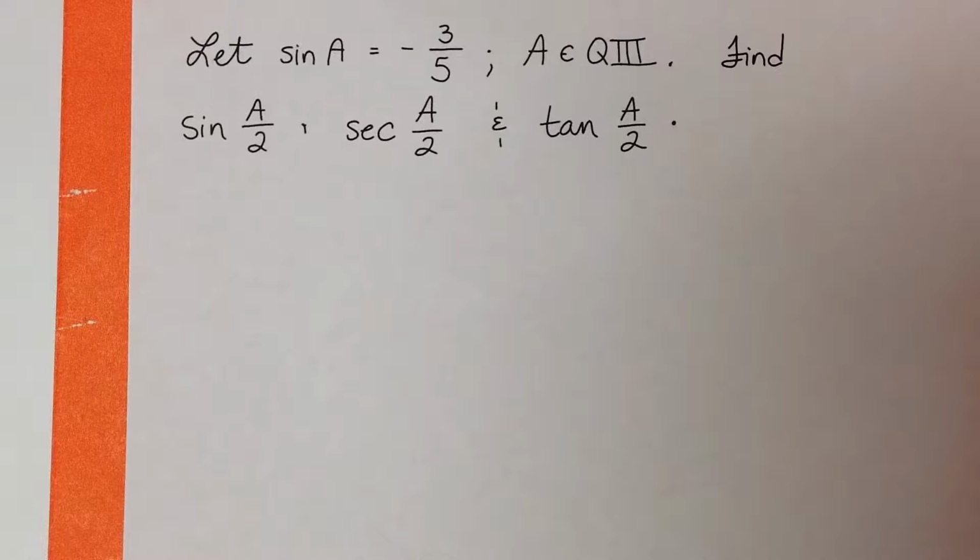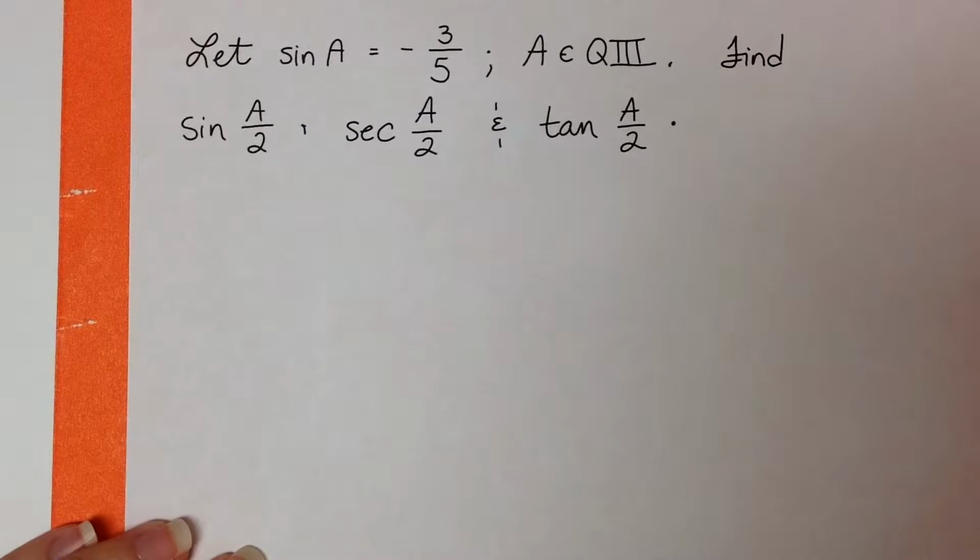Alright, so you're told that sine of angle A is equal to -3/5 and angle A is in quadrant 3, and you're asked to get the half angle for sine, cosine, and for tangent. So getting started is similar to something we had done before. You need to find sine, cosine, and tangent for angle A. So in order to do that, we've got to identify x, y, and r in order to find those values.